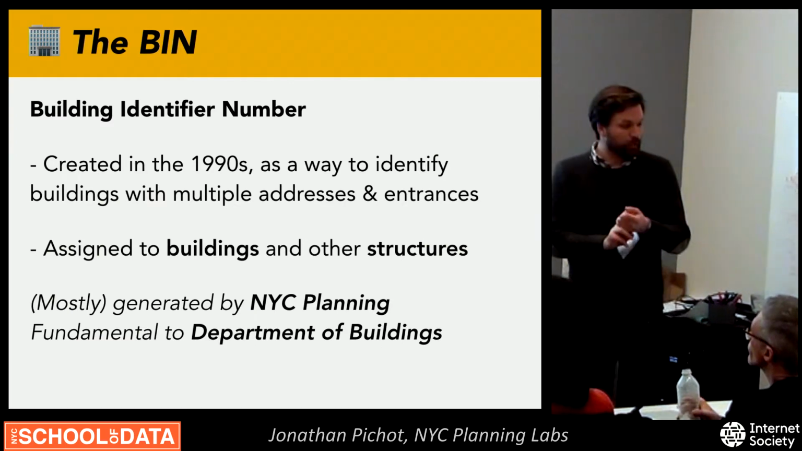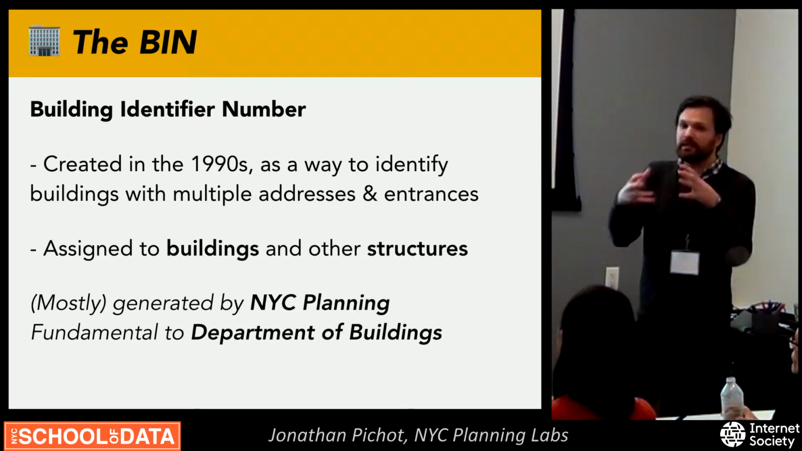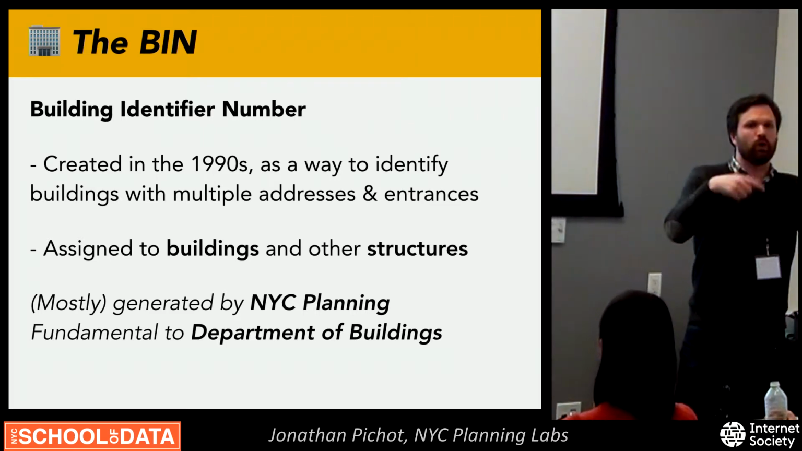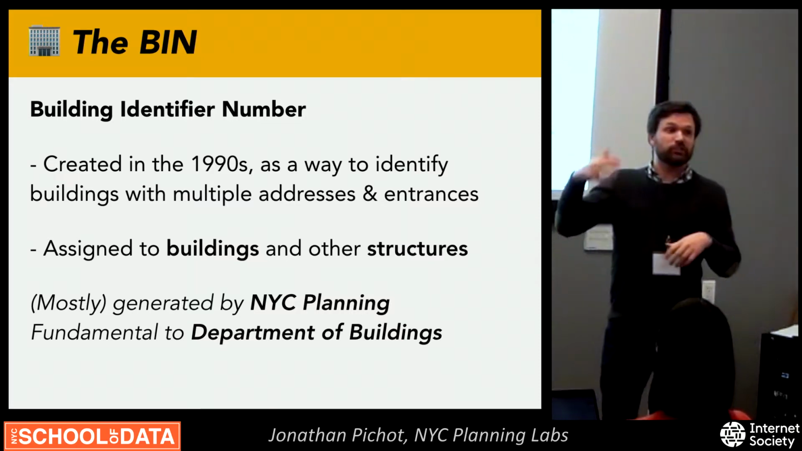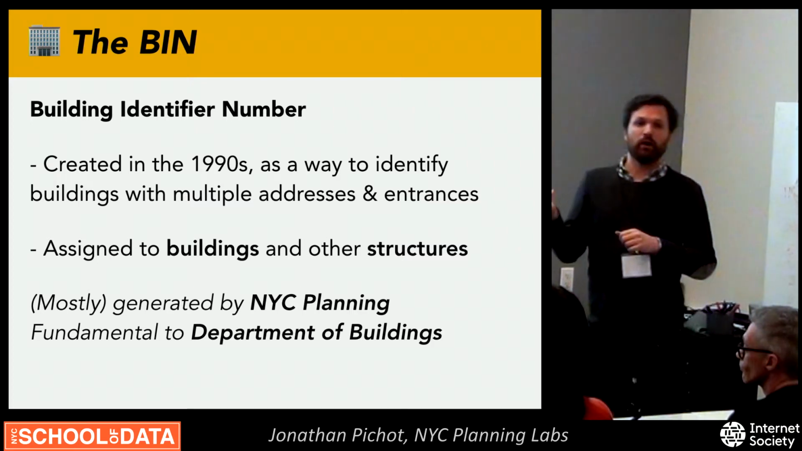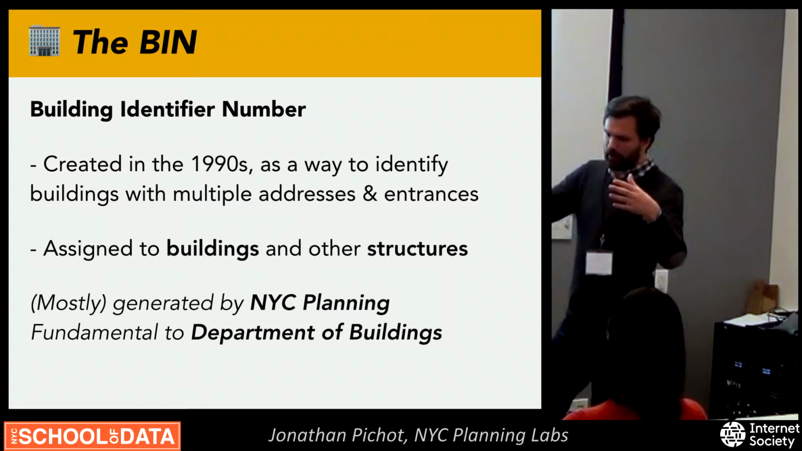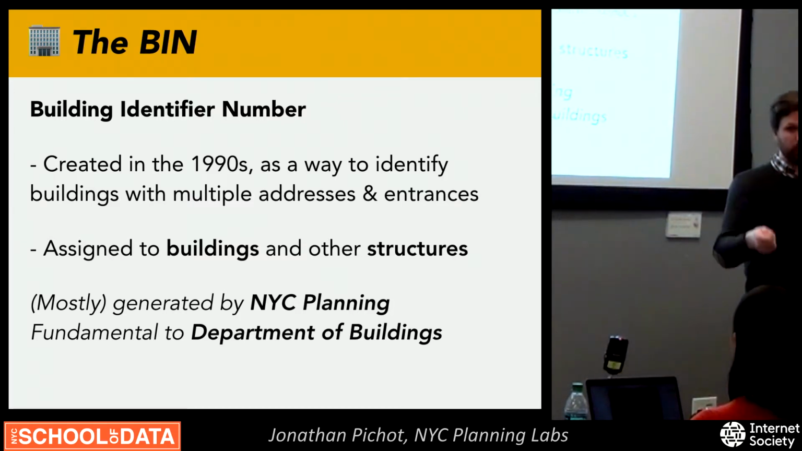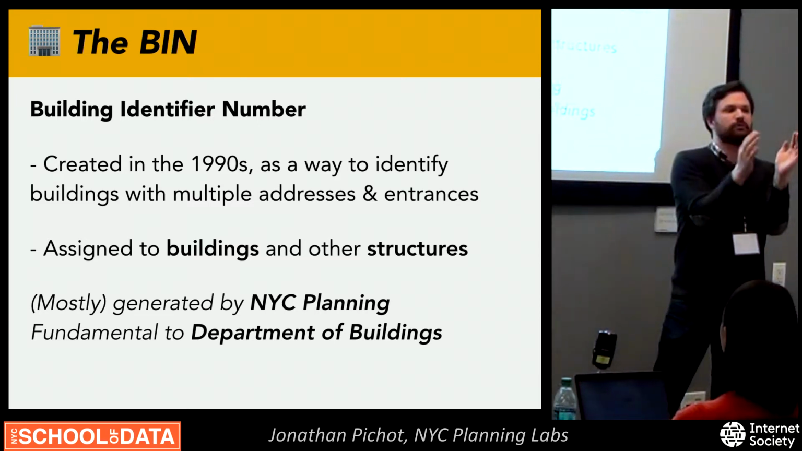So the BIN was created in the 1990s as a way to identify buildings with multiple addresses and basically to have a subset of a BBL, right? So a BBL can have one or more bins. And it was assigned to buildings and eventually other structures, which we'll talk about. It was created before visual GIS. So in fact, it was still at a time where we had BBLs in massive databases. We had address points, and we started to merge together these address points and say these 4 addresses are in fact the same building.